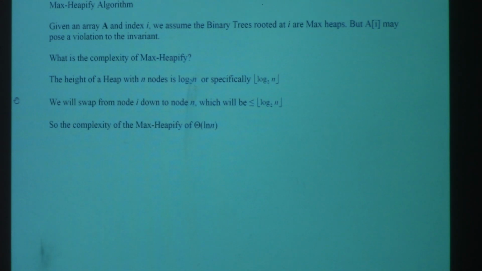So we can swap the node I down to node n, and if you go from I to n, that will be less than log 2 n. What we're saying here is swapping a node from position I to position n, which we know is the last position, the deepest in the tree, cannot be any more than log 2 n, the height of the tree. Therefore, it's going to be less than or equal to log 2 n, which is the height of the tree, and of course the tree is the shape of the heap. So the complexity of max heapify is theta of log n, which is the height of the tree.